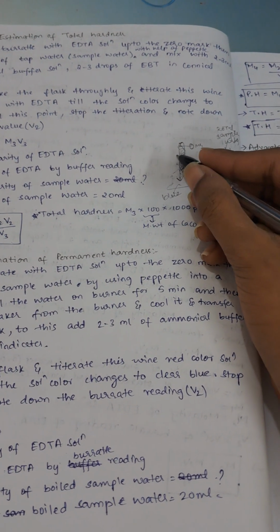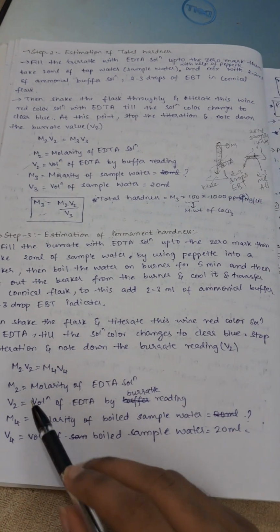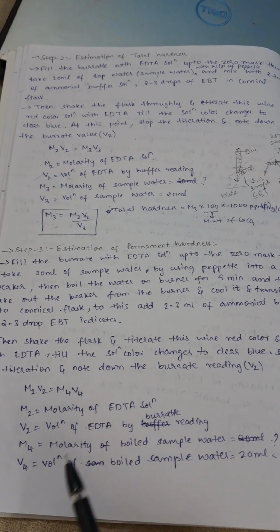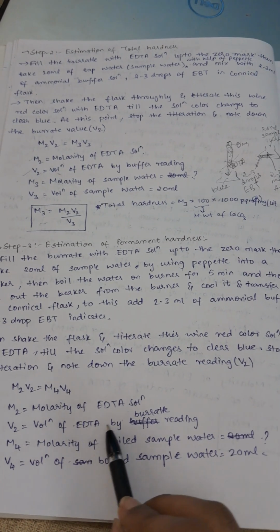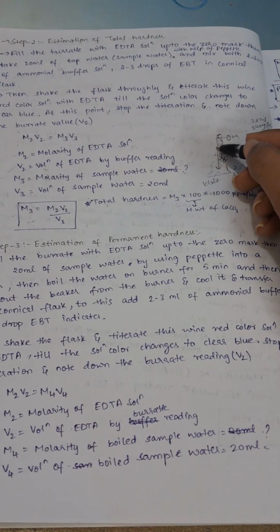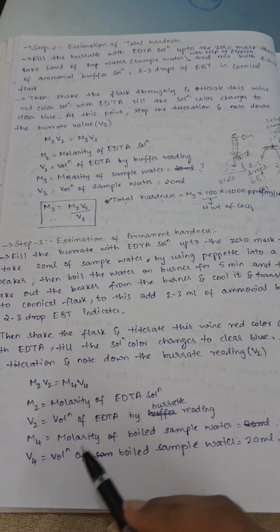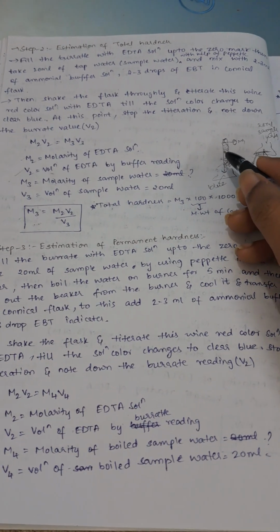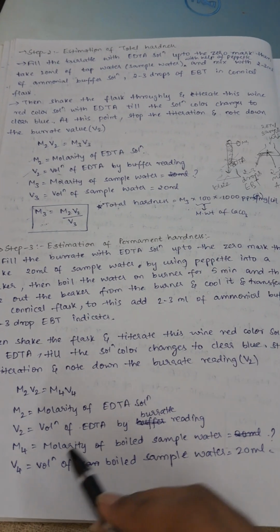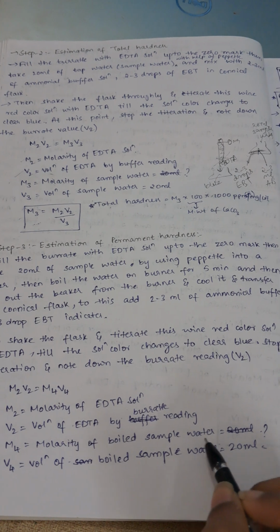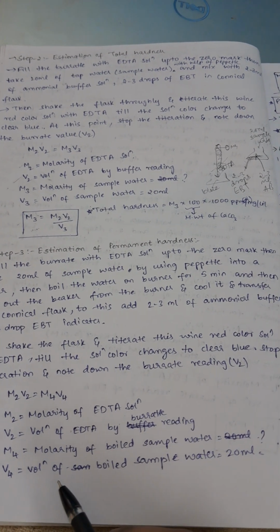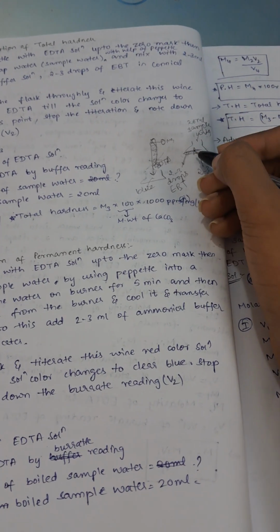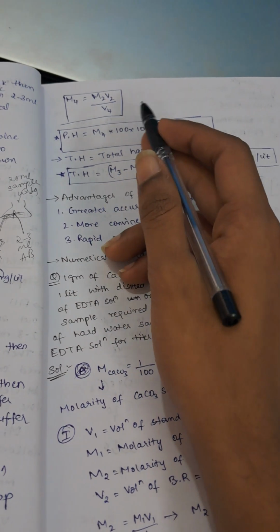Mark the burette reading. So M2 is the molarity of EDTA solution, which we already got in the first step. M2 is the molarity of EDTA. V2 is the volume of EDTA by burette reading, means how much EDTA you have used. You can find this out by the burette reading. Next, M4 is the molarity of the boiled sample water that we need to find, and V4 is the volume of the boiled sample water, which is 20 ml. So M4 is M2V2 by V4.